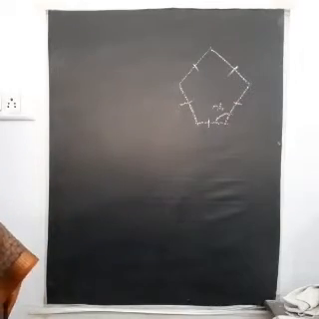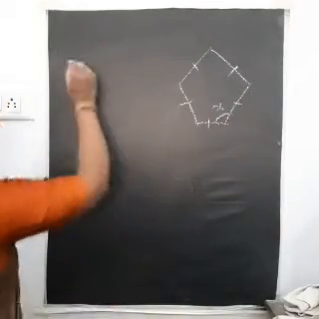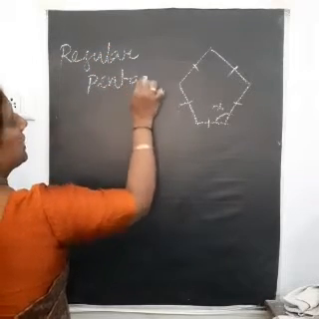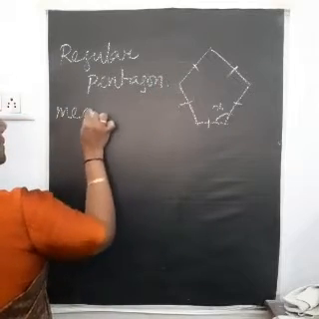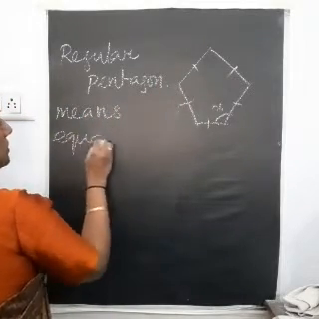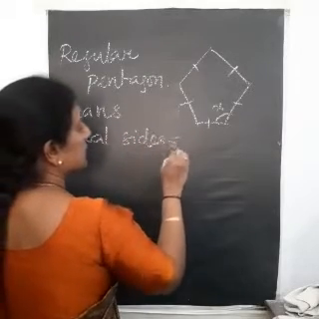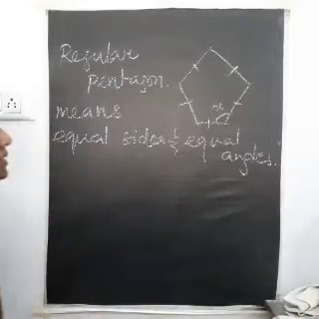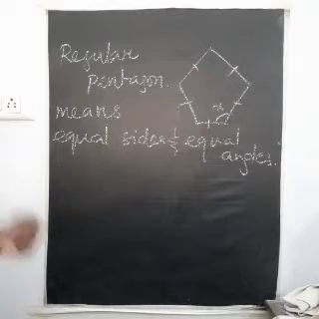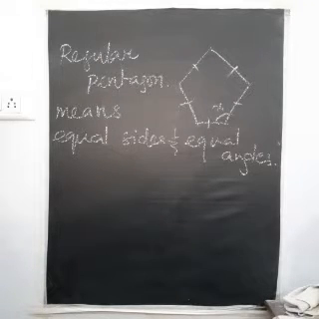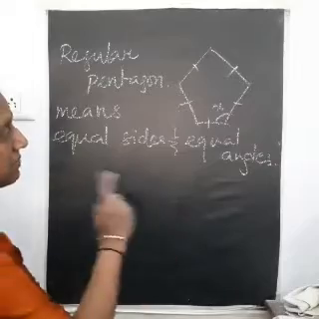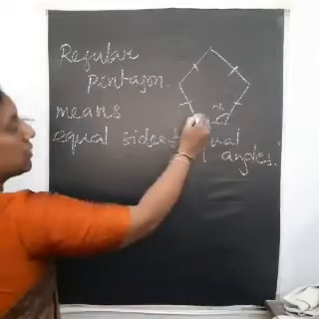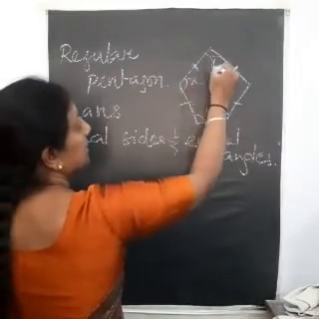So when all sides are equal, if it's a regular pentagon, regular means what? Regular pentagon means equal sides and equal angles, correct? So what's a regular quadrilateral? It's a square, correct? All sides are equal and all angles are 90 degrees. So in this case, it's a pentagon, a 5-sided figure, where x is given as the angle. Now x means that all these angles are going to be x, correct?